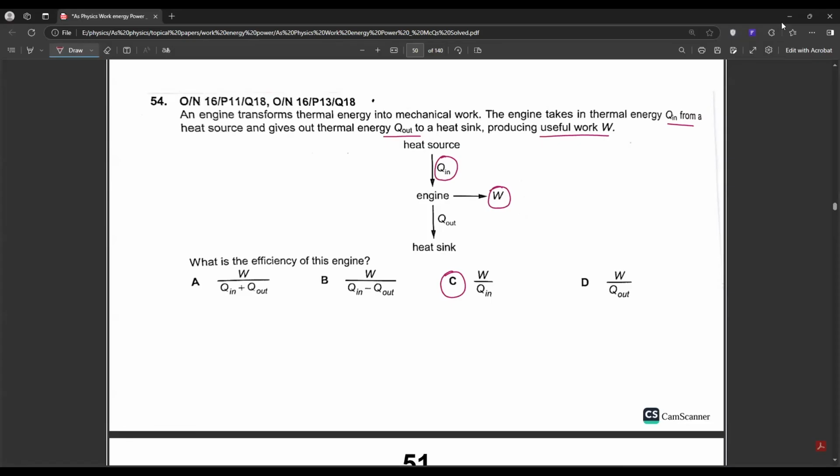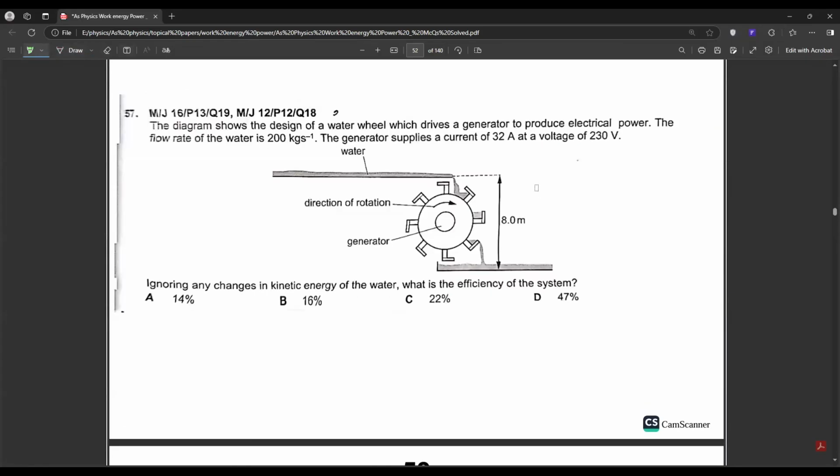Let's further move ahead. Okay, let's read out this question. The diagram shows the design for a water wheel which drives a generator to produce electric power. The flow rate of mass is this. The generator supplies a current of this and a voltage of this. Ignoring any changes in kinetic energy, what is the efficiency of the system? How can we calculate the efficiency of the system? Energy output divided by energy input.